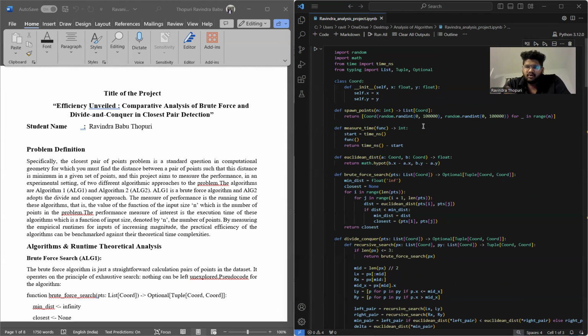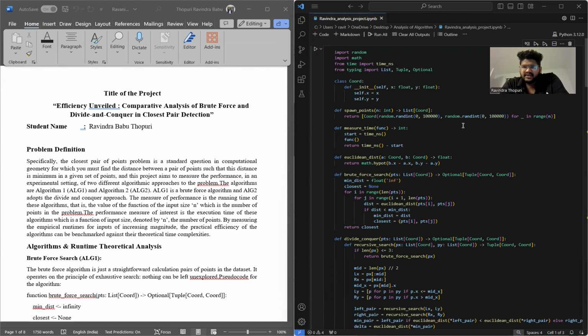To keep things above board, we ran multiple trials for each set size to get an average runtime. The coordinates for these points weren't just pulled out of thin air, they were generated using a random number algorithm. To ensure each test was unique, we recorded the runtimes using Python's time ns function, and later switched those numbers to milliseconds for an easier read.